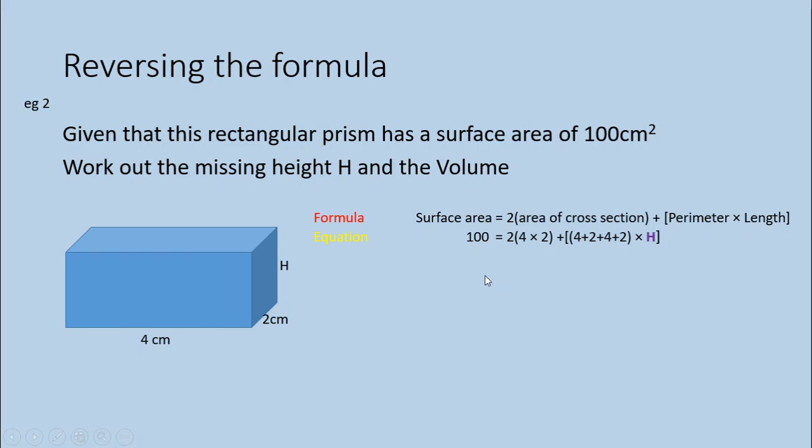Okay, so simplifying this, I've got 100 is equal to 2 times 8, plus my perimeter, that simplifies to make 12 times h. So this is going to end up being 100 equals 16 plus 12h. To get the h on its own, let's move the 16 across. 100 minus the 16 is 12h. And 100 minus 16 is 84. Then I move my 12 across. It was multiplied, so I'll divide. So I've got h must be equal to 7 centimeters.